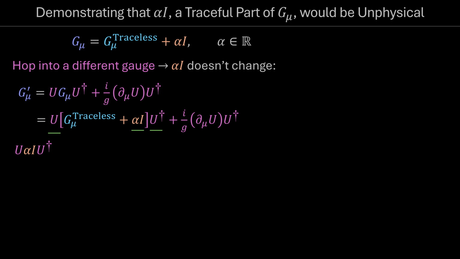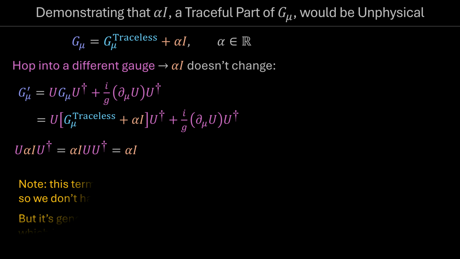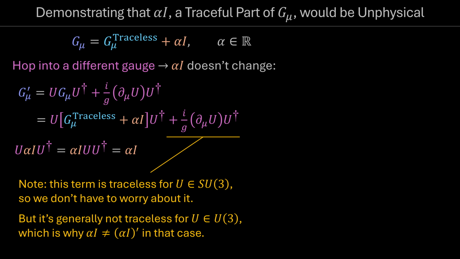Well, if you isolate that term, you end up with U, alpha I, U dagger, but alpha is a scalar, so that commutes with everything, and I is the identity matrix, which also commutes with everything. So we can write that expression as alpha I U U dagger. Well, U is an SU3 matrix, so U U dagger equals I, so those matrices annihilate each other, and then you end up with alpha I. And that teaches us that alpha I in a U dagger sandwich is completely unaffected.